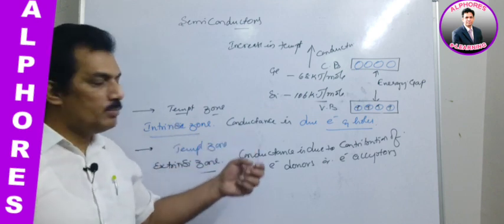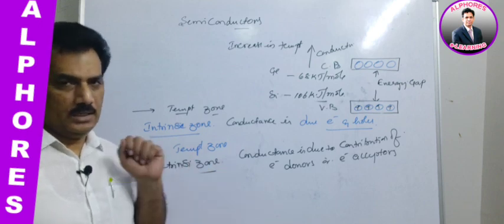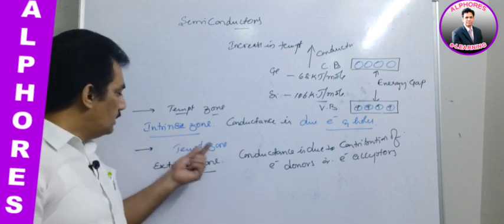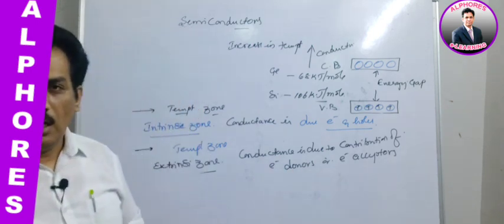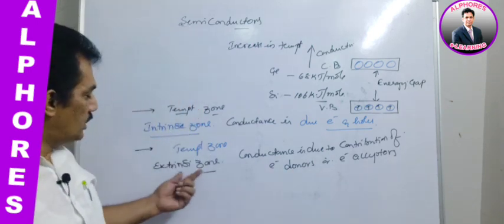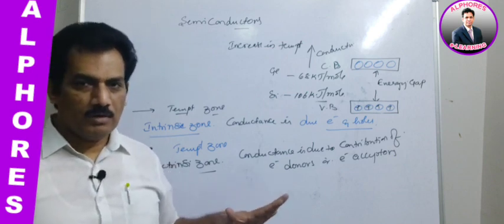In the intrinsic zone, the conductance is by virtue of the electrons and holes present in the crystal. Whereas if the conductance is due to the contribution of electron donors or electron acceptors, then the temperature zone is known as the extrinsic zone. Are you clear with this one?